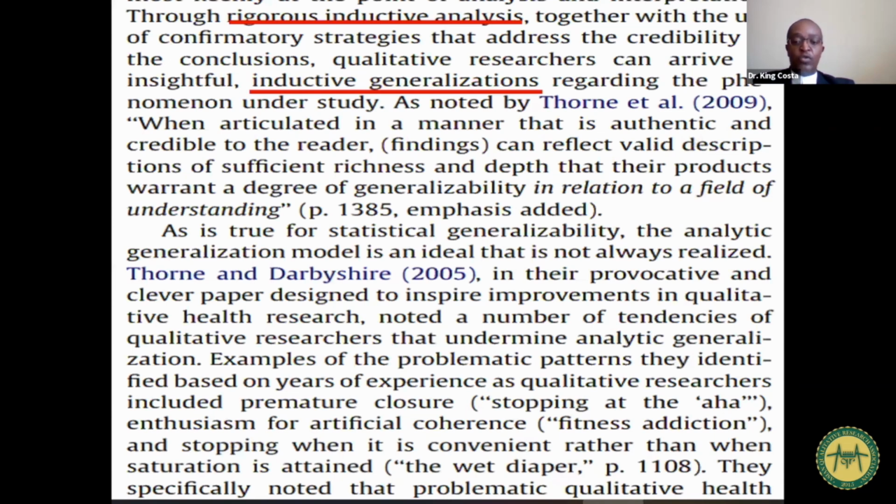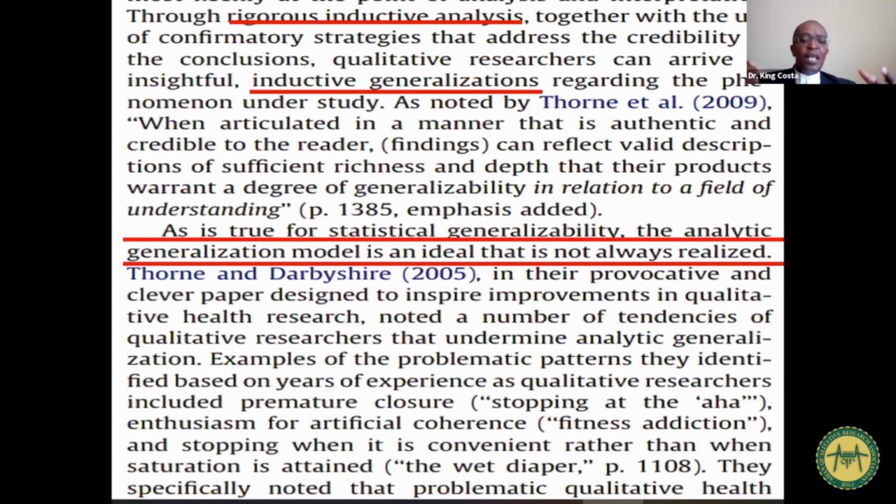Look at this. I know it might be difficult for you to see, but let's hope you can see the slide clearly. I've underlined certain aspects on this publication done by Thorne, and if there's a need for it, I'll provide the full article. But this particular aspect was saying, through rigorous inductive analysis, together with the use of confirmatory strategies that address the credibility of the conclusions, qualitative researchers can arrive at insightful inductive generalizations. And we're talking internal generalizations, to be able to generalize within a particular context. For instance, we're looking at the perpetrators of violence. We are able to generalize within that particular context.